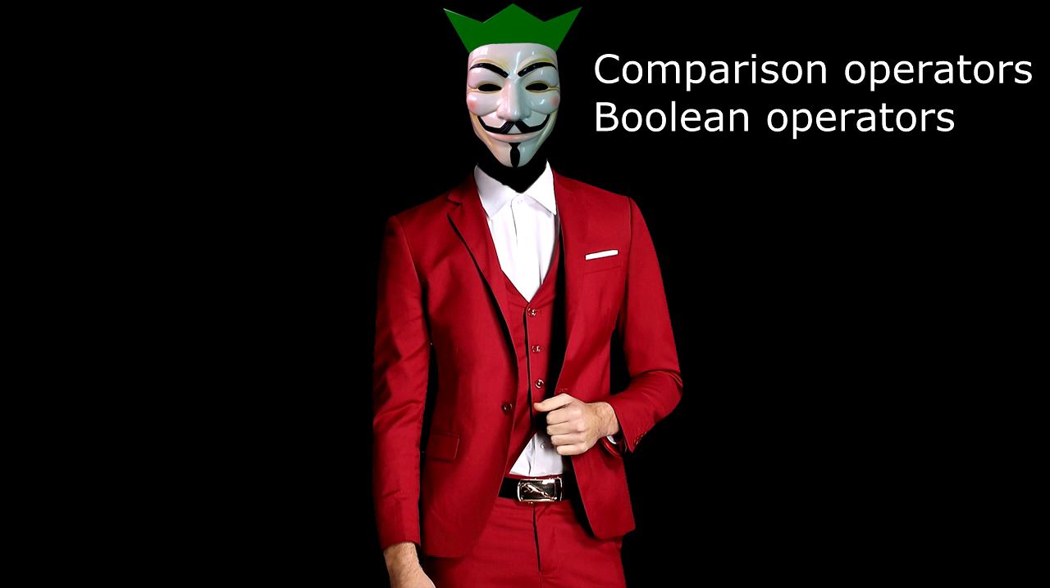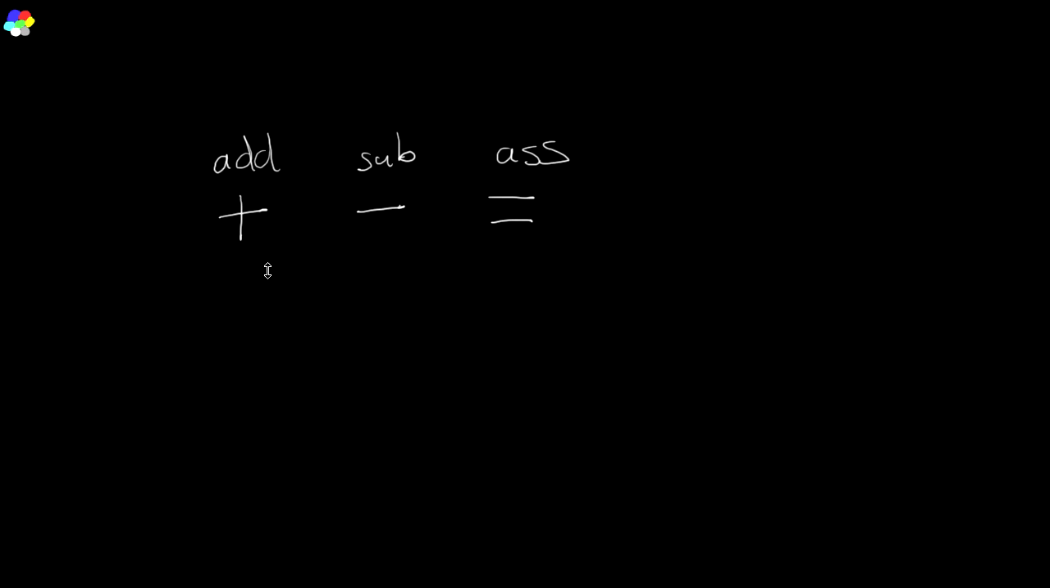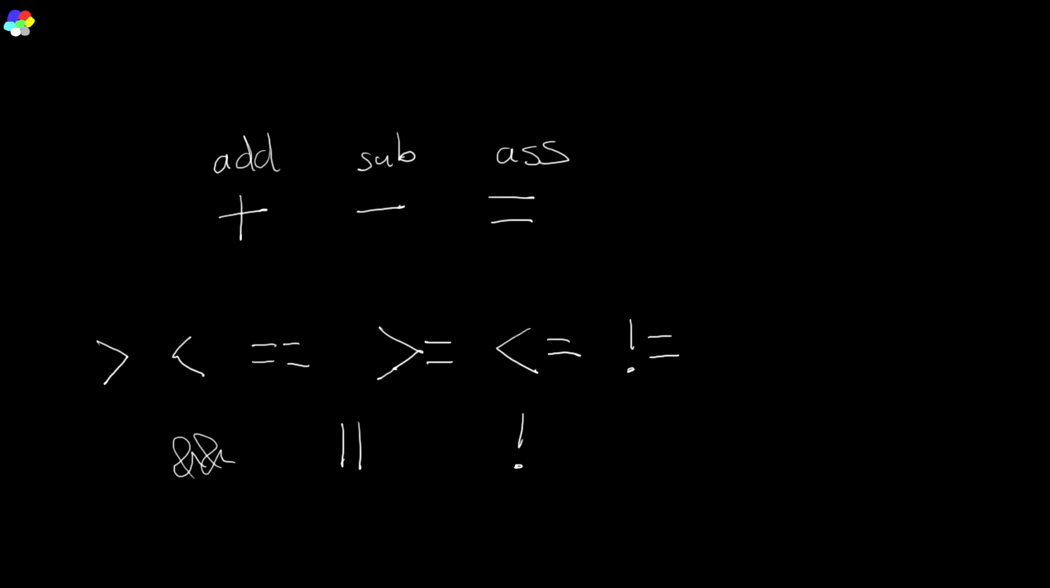Today we're going to talk about comparison operators and Boolean operators, just a ton of operators. Up until now we've only been dealing with the addition, the subtraction, and the assignment operator. While I am going to introduce a whole bunch of new ones, they mostly operate similar to each other. It's the same thing, different pile, so it shouldn't be too hard to pick up.